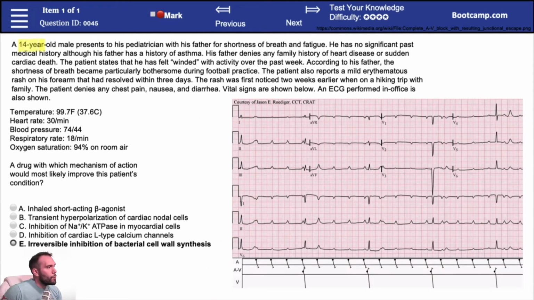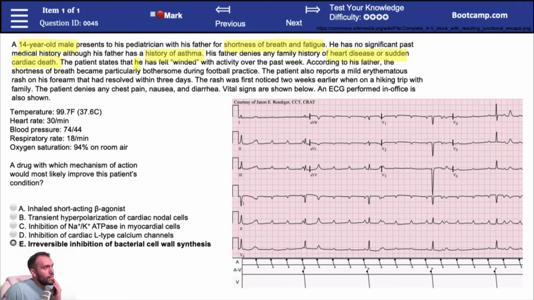Okay, so we have a 14-year-old male coming to his pediatrician with his father for shortness of breath and fatigue. No significant past medical history, although his father has a history of asthma. His father denies any family history of heart disease or sudden cardiac death. That's important, okay? So we're thinking about things like HOCM or Brugada syndrome potentially.